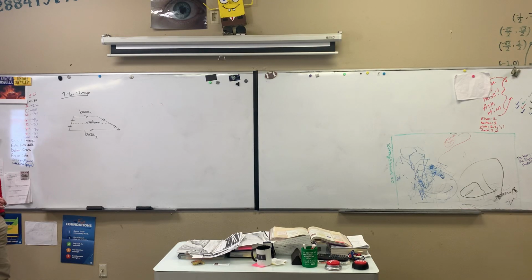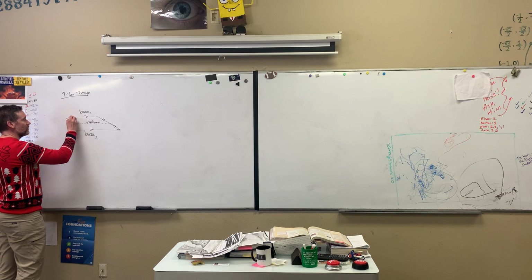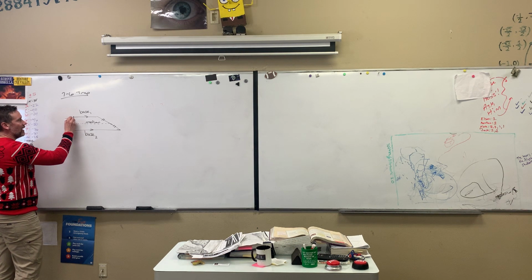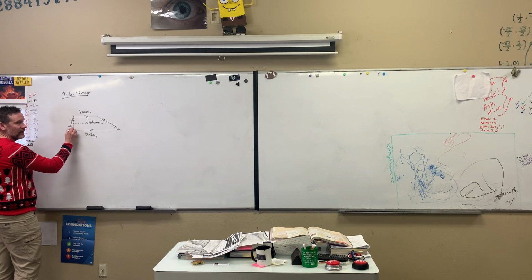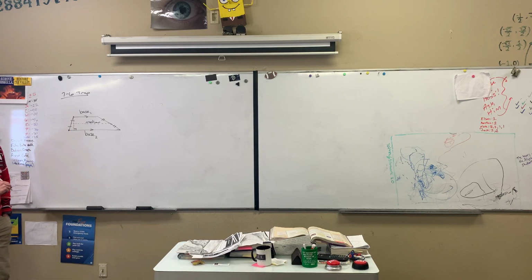A trapezoid also has a height. The height, as you recall, is not defined from this point to this point. The height is always defined by where it makes a 90 degree angle, and that would be the height of the trapezoid.